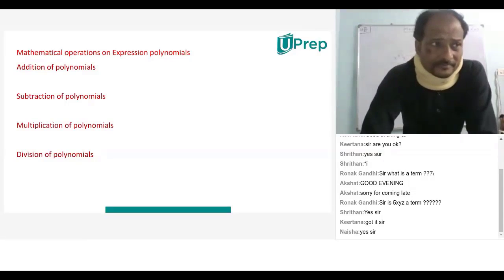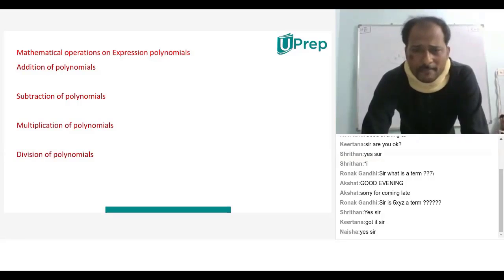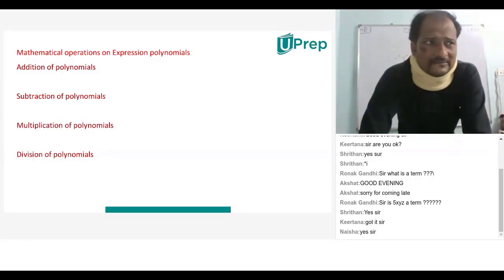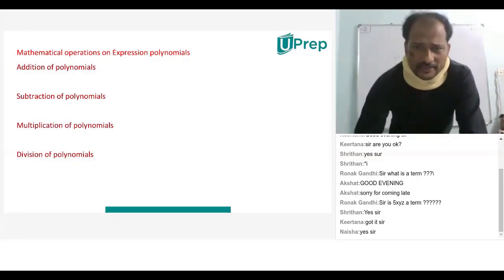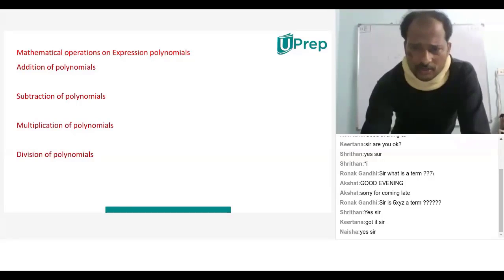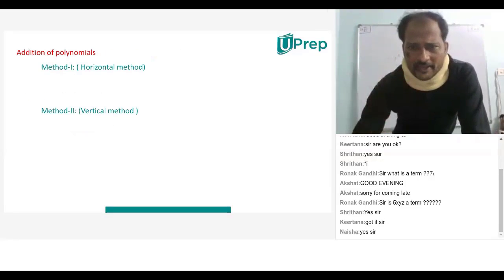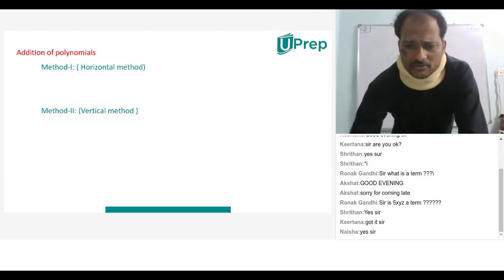Multiplication can also be done with horizontal and vertical. Division has only one method, the long division method. Next, let's move on to learn about the addition of polynomials. Addition of polynomials: method 1 is horizontal and method 2 is vertical.